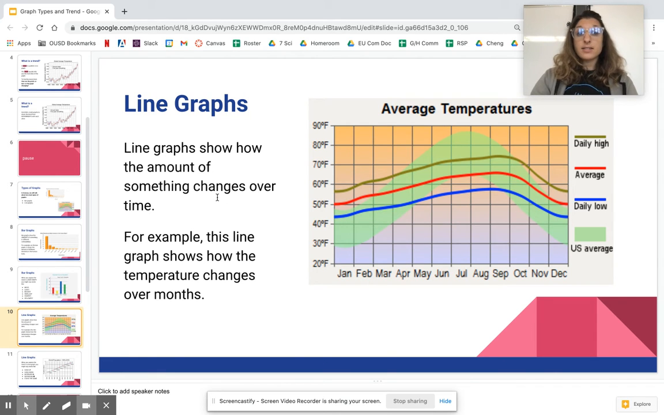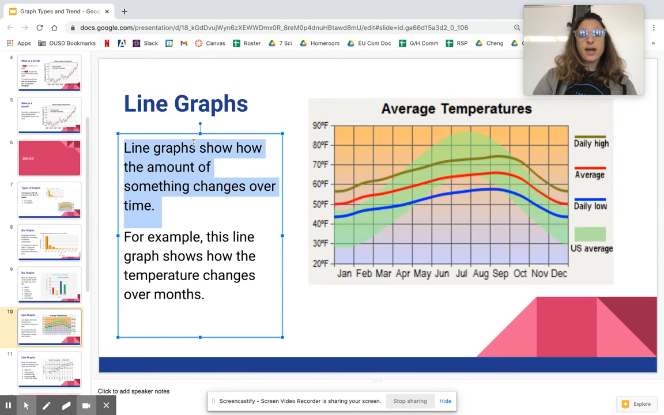Now, on the other hand is a line graph. You can tell just by looking at this graph, it's different. There's no bars. Instead, the line goes across the graph from left to right. A line graph shows how the amount of something changes over time.